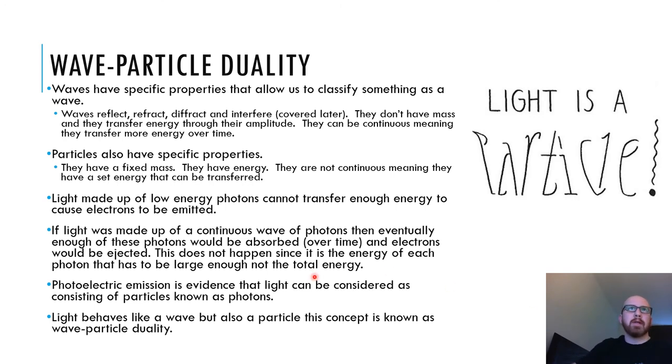So first of all, waves have specific properties. All EM waves, water waves, sound waves, shock waves, all have certain properties. They can reflect, refract, and diffract, all of which you probably did at National 5. But also they can interfere. We're going to talk about interference in a few weeks and cover that later on. They don't have a kind of mass you can measure. You can't measure the mass of a sound wave. And they transfer energy through their amplitude. The higher the amplitude, the more energy they transfer. Now, they can be continuous.